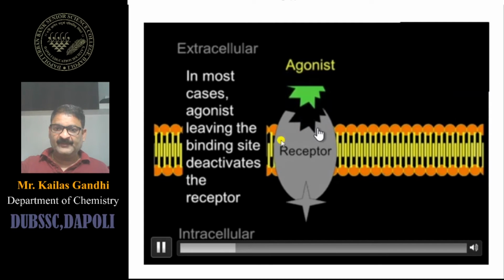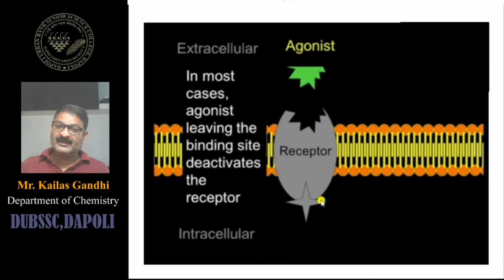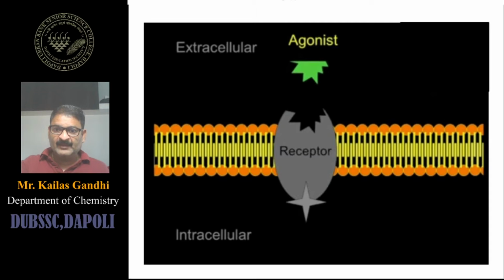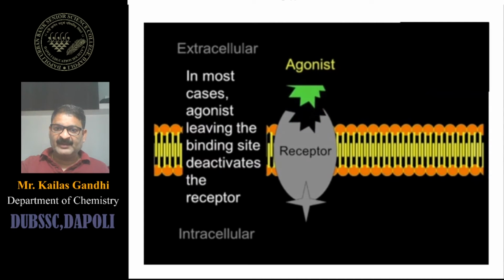In the next type of receptor, the agonist is coming and gets attached to the receptor, but when it gets attached, it creates some covalent changes in the receptor, and then that receptor remains active even after the removal of the agonist. Here we see the agonist coming slowly towards the receptor, and then the receptor gets activated, but after the agonist leaves, the receptor becomes inactive. So this one is the first case.